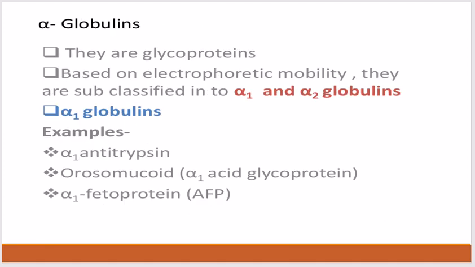Now I will discuss the alpha globulins one by one. They are glycoproteins, and based on electrophoretic mobility, they are subclassified into alpha 1 and alpha 2 globulins. The alpha 1 globulins have examples of alpha 1 antitrypsin, orosomucoids, also known as alpha 1 acid glycoproteins, and alpha 1 fetoprotein.